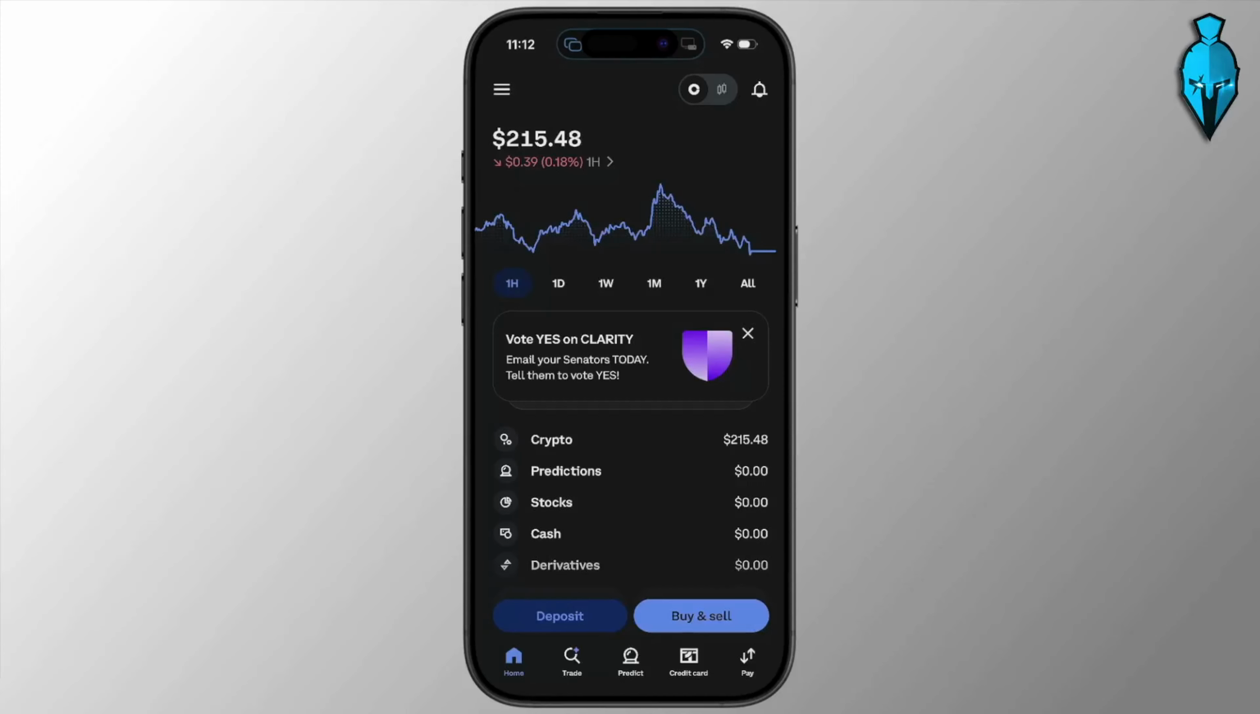In this guide, I'm going to show you how to fix Coinbase stock trading not available in your region.